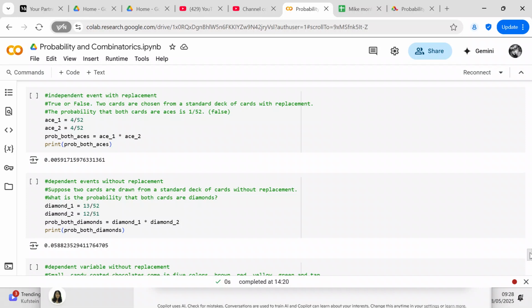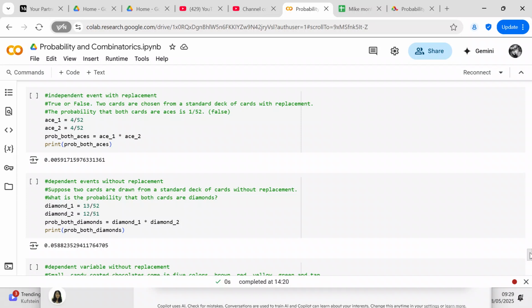Now we have another independent event with replacement. It was originally a true or false question. It says 2 cards are chosen from a standard deck of cards with replacement. The probability that both cards are ace is 1 over 52. That's false, but we'll go ahead and work through the question.